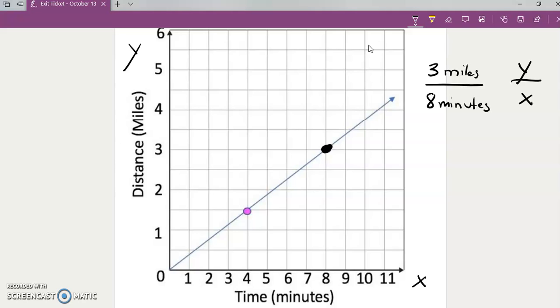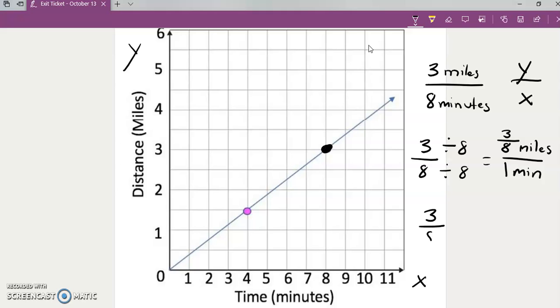This one I can't do anything with 3 over 8 because it's not a unit rate yet. So I have to divide by the denominator. I have to divide by 8. So 8 divided by 8 is 1 minute. And then 3 divided by 8, it's just 3 over 8. I can't simplify it anymore. So now my unit rate is 3 over 8 miles per minute.